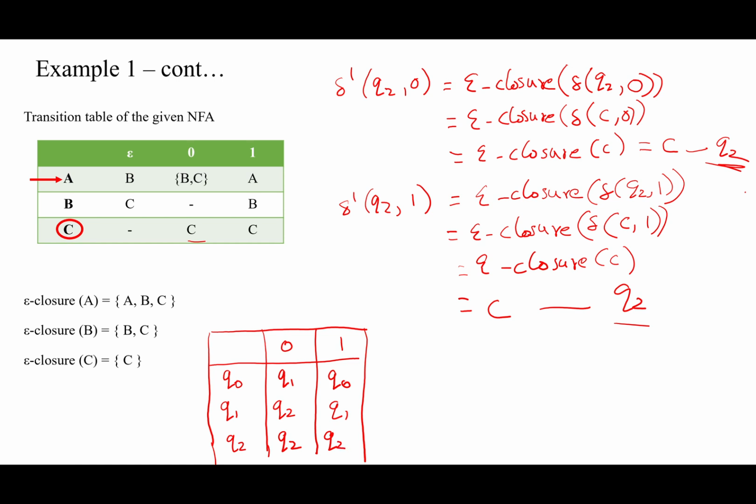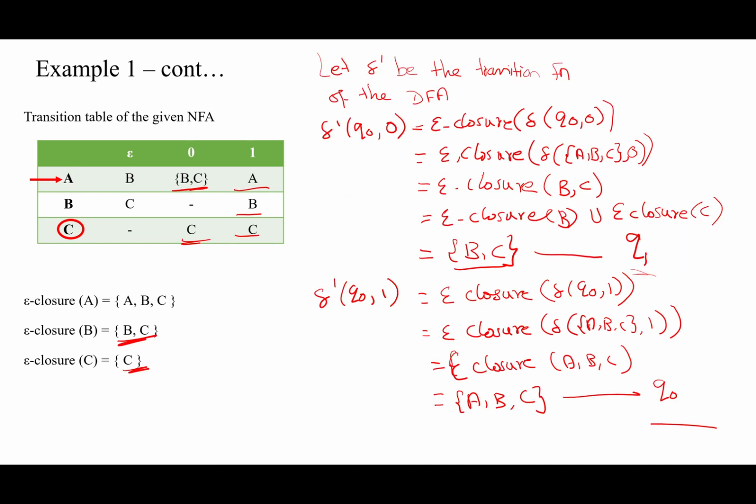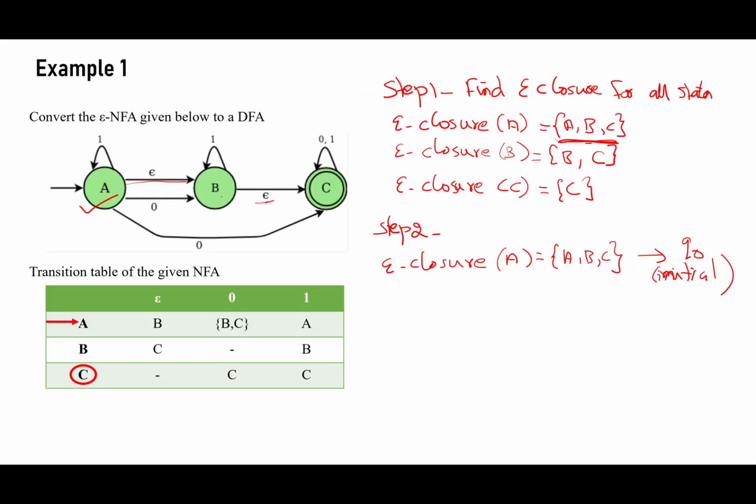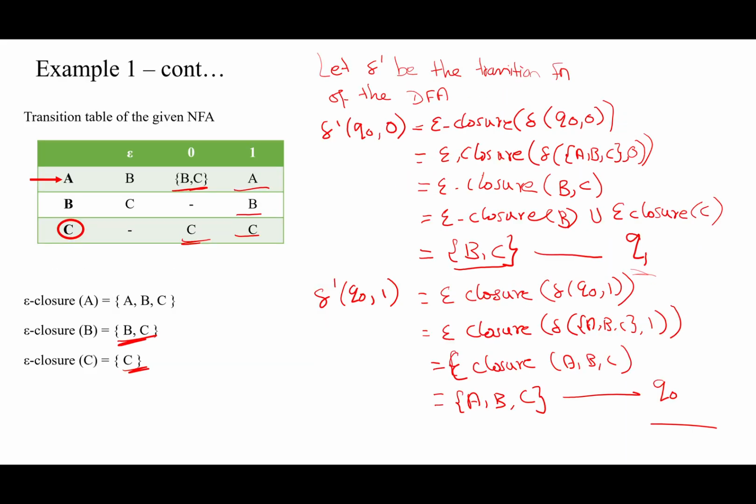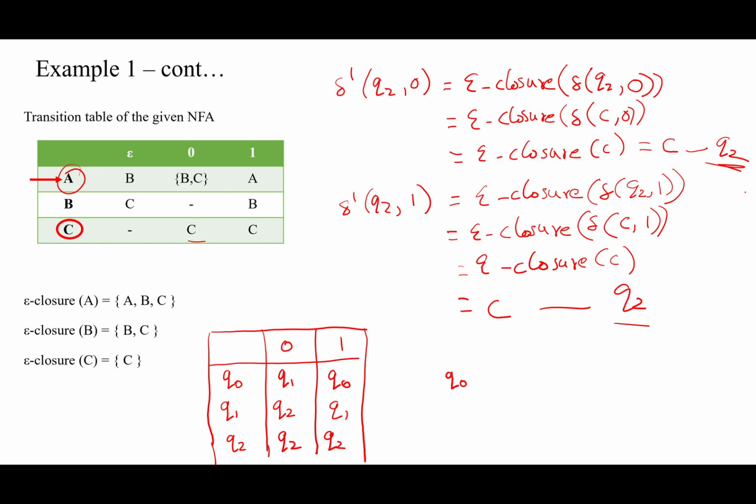Now we can draw the transition diagram. So Q0. Here we have to confirm the final state and the initial state. What is the initial state? In the NFA the initial state is A. In Q0 there is an A, so it is the initial state. There is no change. Q0 is the initial state.